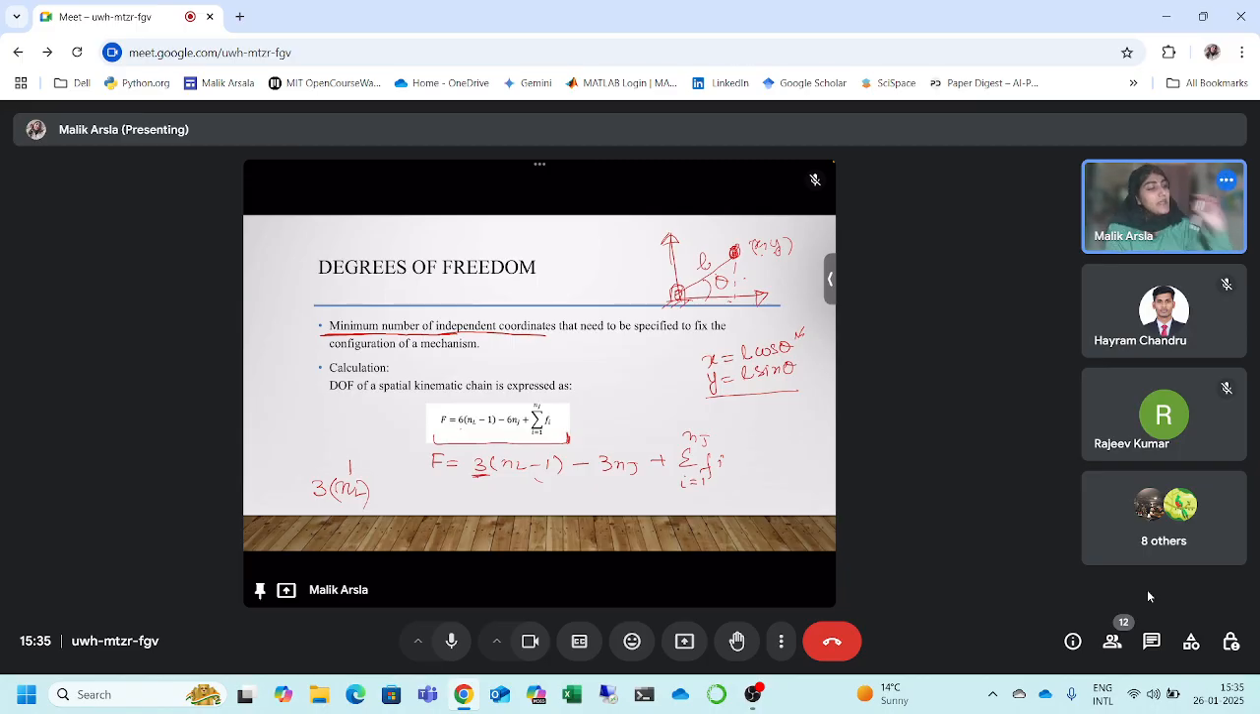It's basically because there is a fixed link in the mechanism. So obviously that is completely immobilized, right? We take away all its degrees of freedom, because if we fix it, then it has no degree of freedom, it cannot move. That's why we subtract those threes.